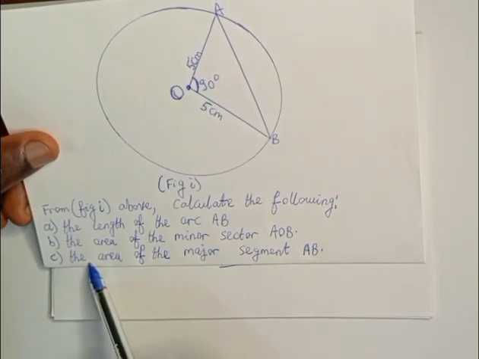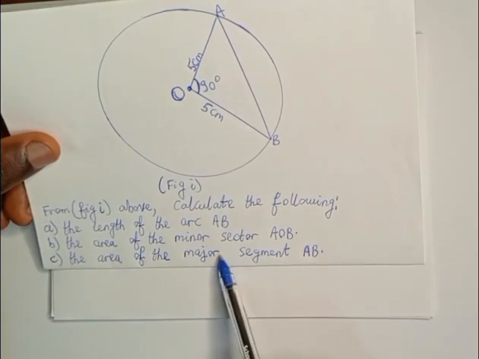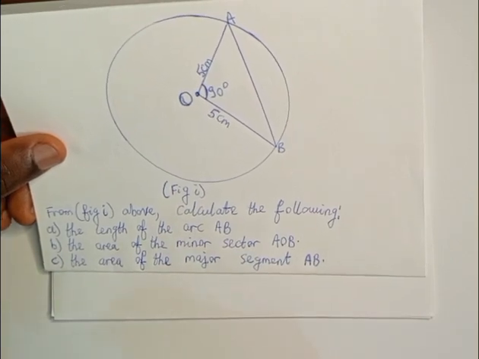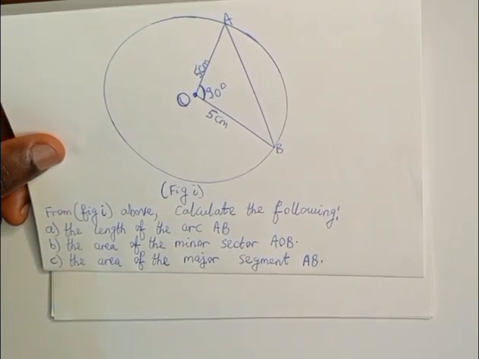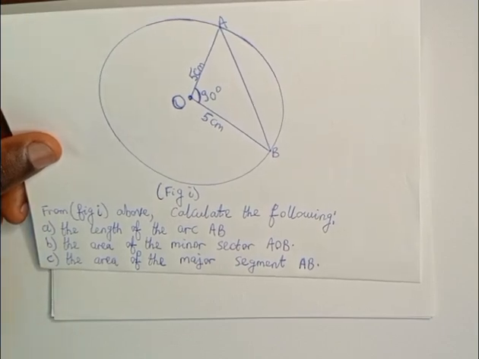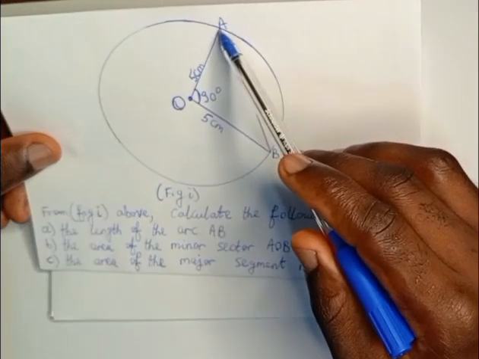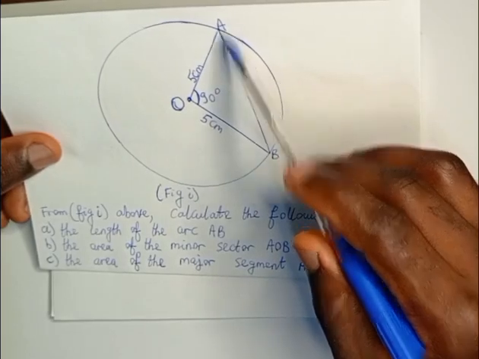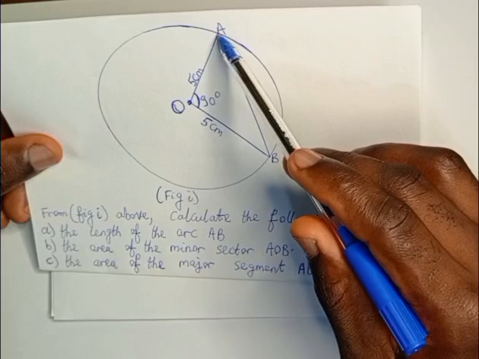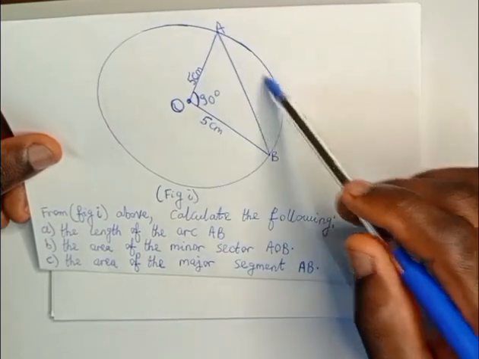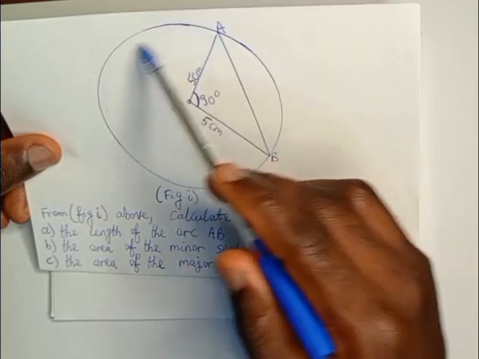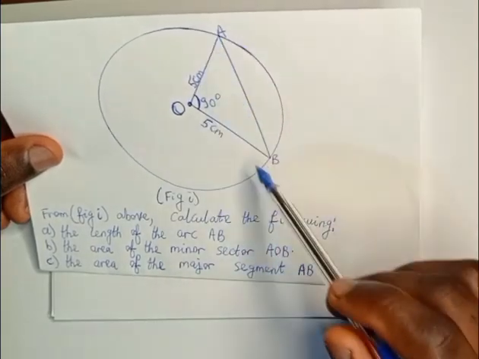Question C is asking us to find the area of the major segment AB. When we talk of a segment, it is simply a portion of a circle which is bounded by a chord and an arc. In this case, you see this is the line AB. The line AB is a chord. This is an arc. This is the minor segment AB, while this is the major segment AB.